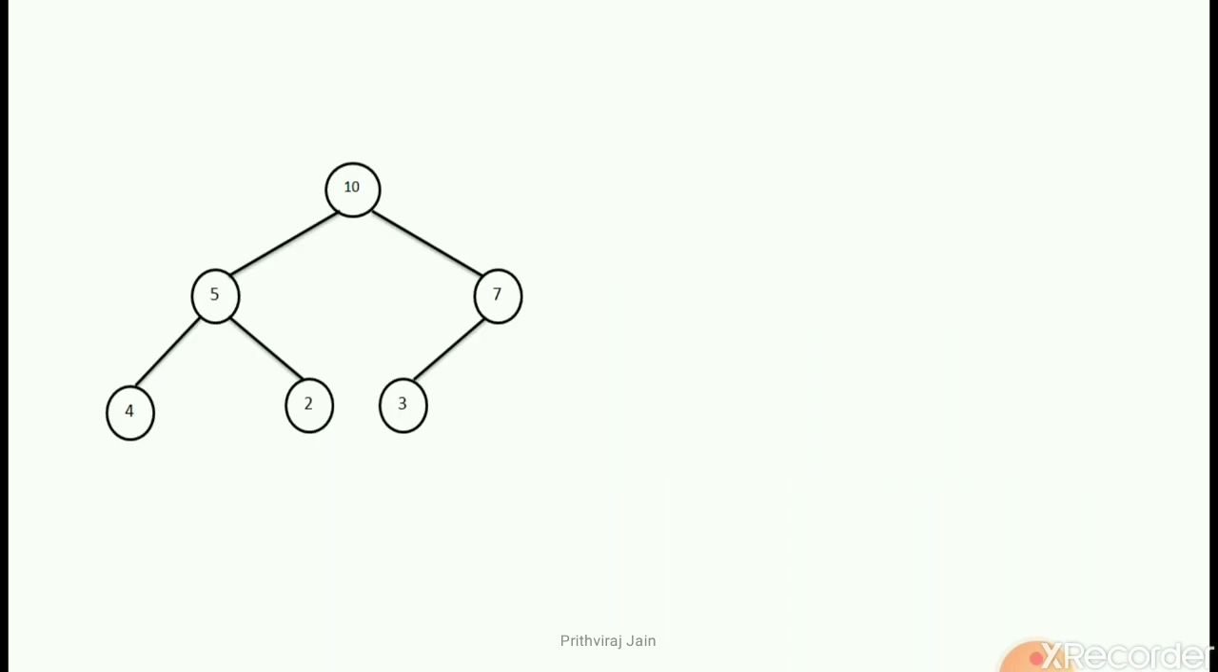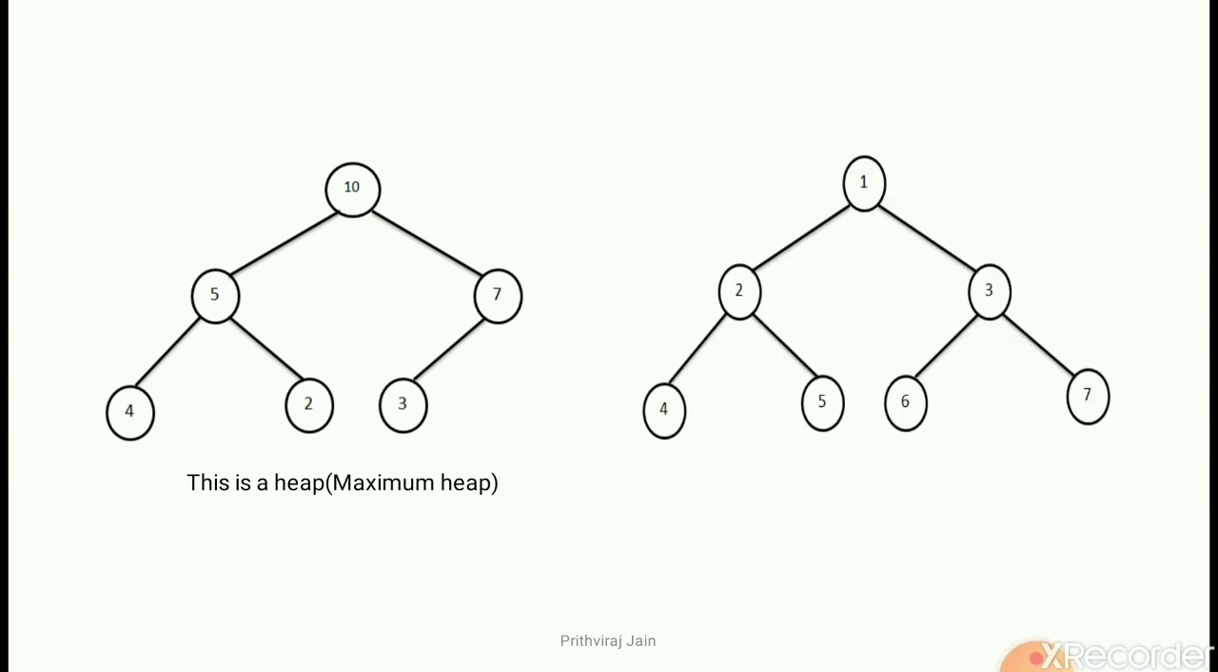Let us take a few examples. In this example, this is a heap tree, and this is called a maximum heap. As you can observe here, the parent node is greater than its child node. Now this is also a heap tree, and it is called a minimum heap because the value of the parent node is less than that of its child node.